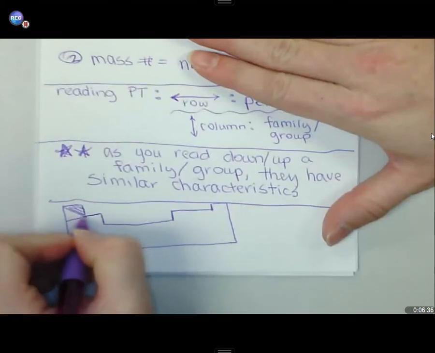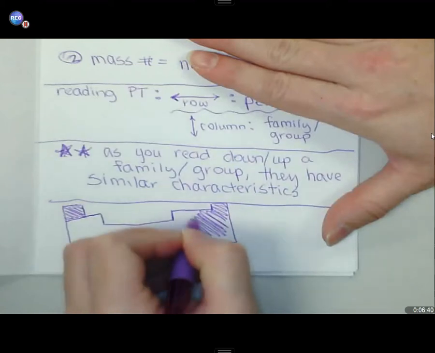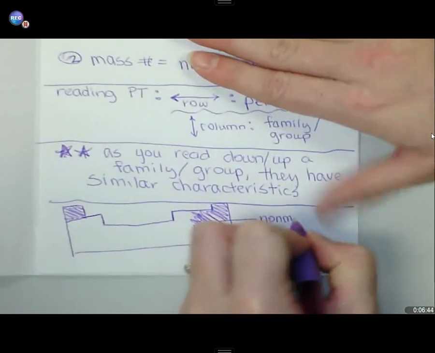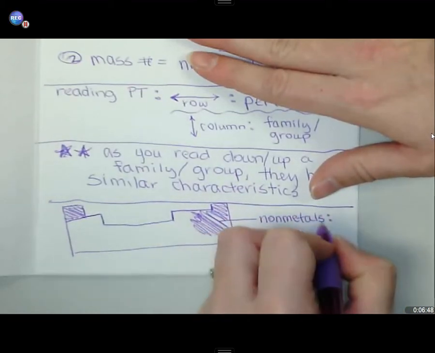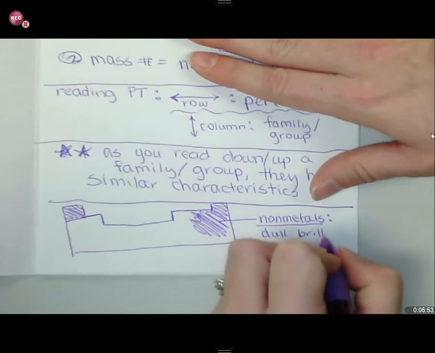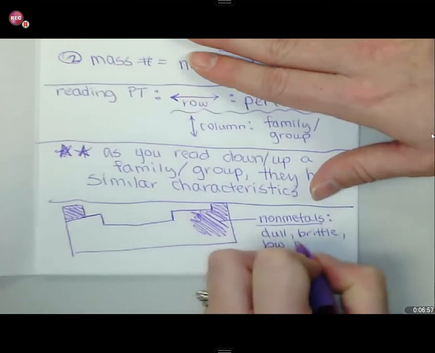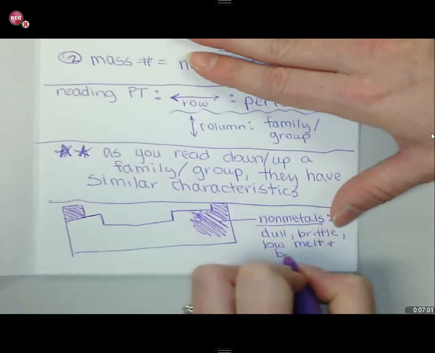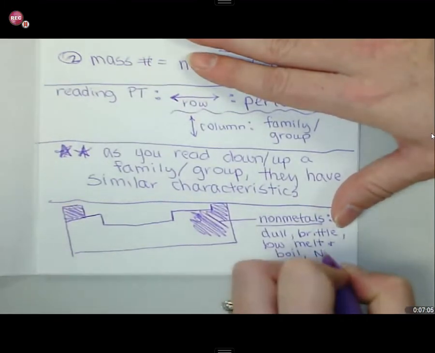You need to know that this and these over here are going to be your nonmetals. They are dull, brittle, low melting point and boiling point, and they are not conductors.